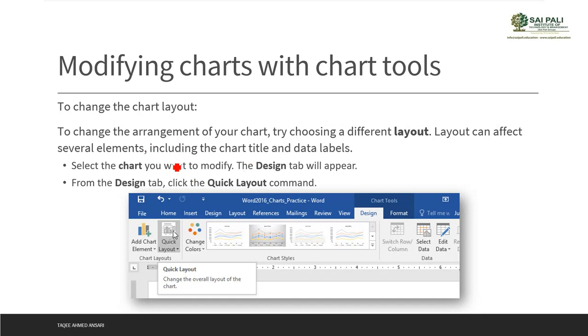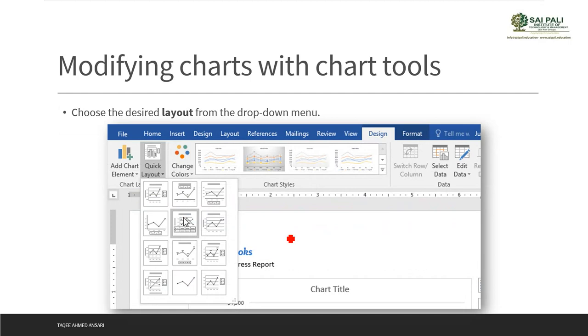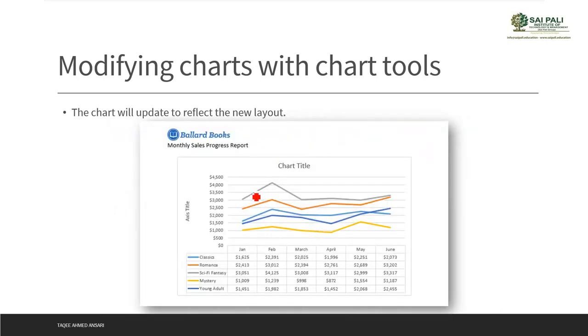If you want to choose a predefined layout, then we select the chart, go to the Design tab, and from the Design tab we have this Quick Layout command. When you click on that, it will open the drop down, and from the drop down you can choose from these different quick layout options. Whatever layout you like, you just select that layout and your chart will change and become like that layout.